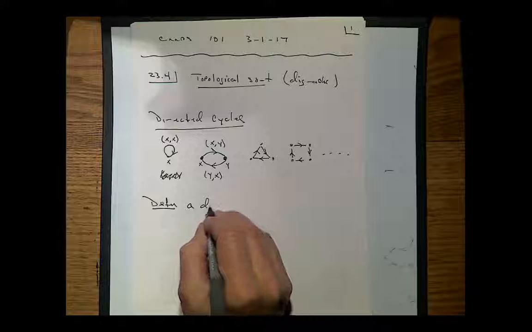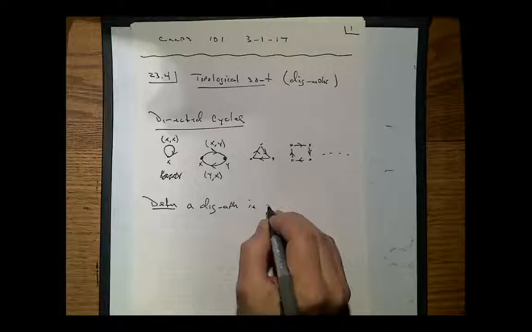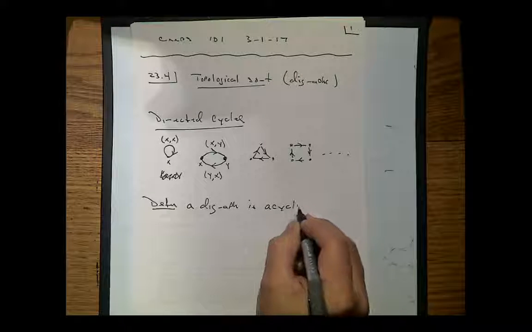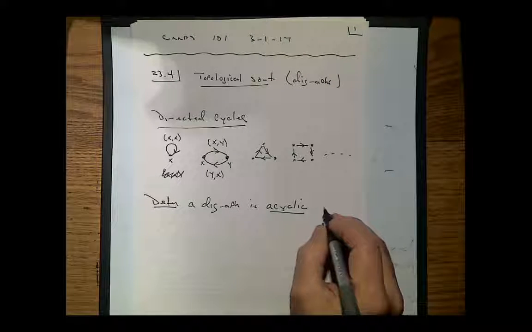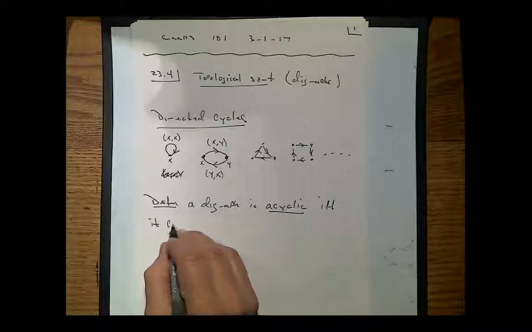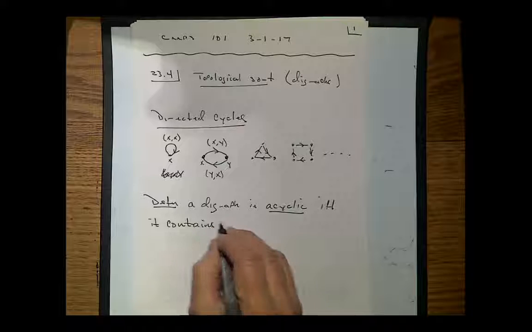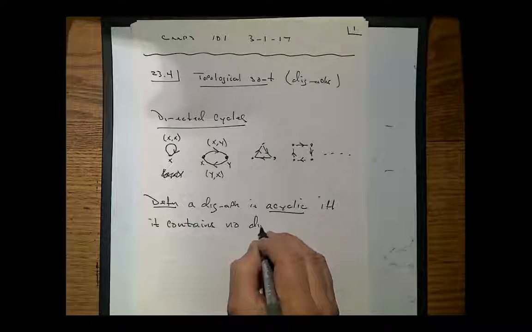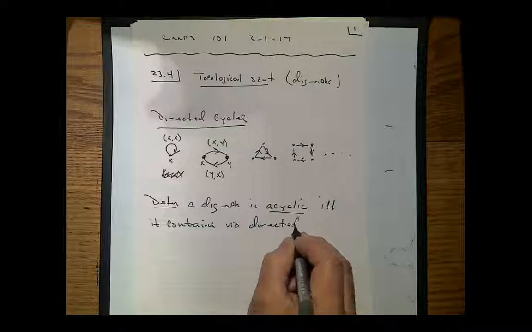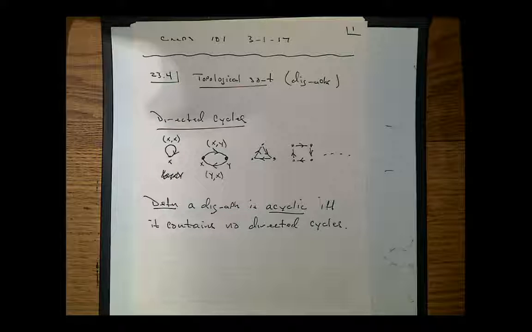A digraph is acyclic if and only if it contains no directed cycles. Nothing is asserted about the underlying undirected graph or undirected multigraph. We don't care about that.